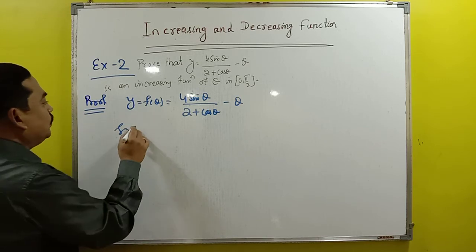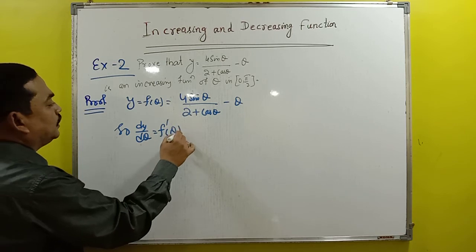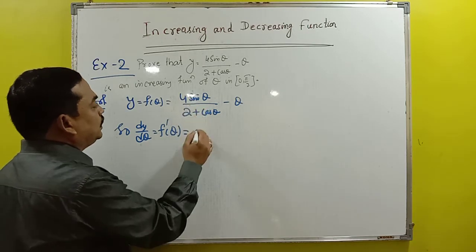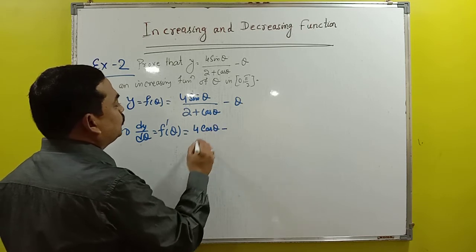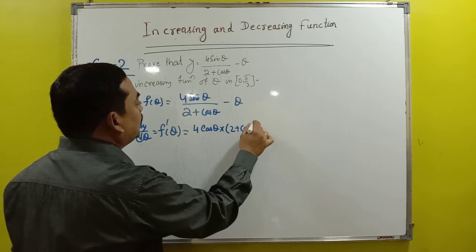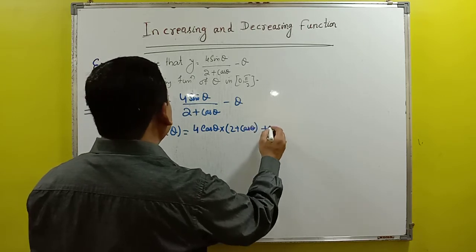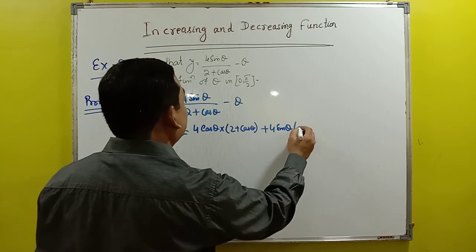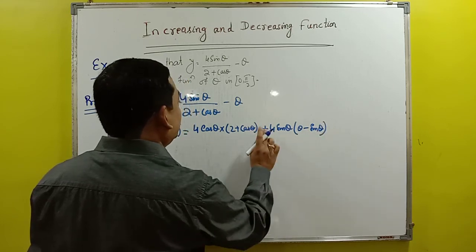Now so your this is dy by d theta is equal to f dash theta. Here we will apply the quotient rule. So this is the derivative of the numerator, that is 4 sin theta derivative is cos theta, into 2 plus cos theta, plus 4 sin theta constant into derivative of 2 plus cos theta. 2 derivative is 0, cos theta derivative is minus sin theta. Sorry, it is minus will come.